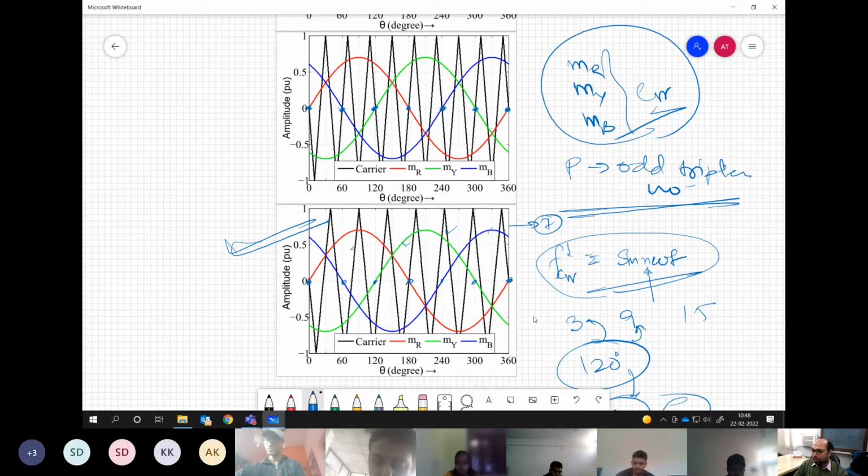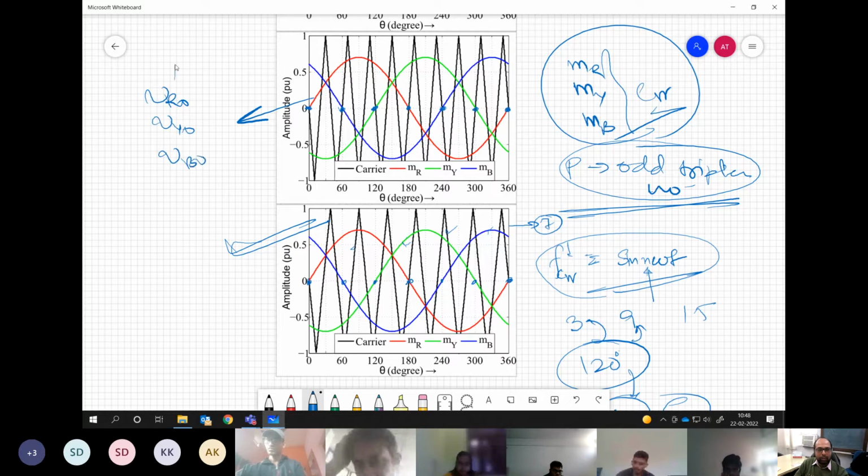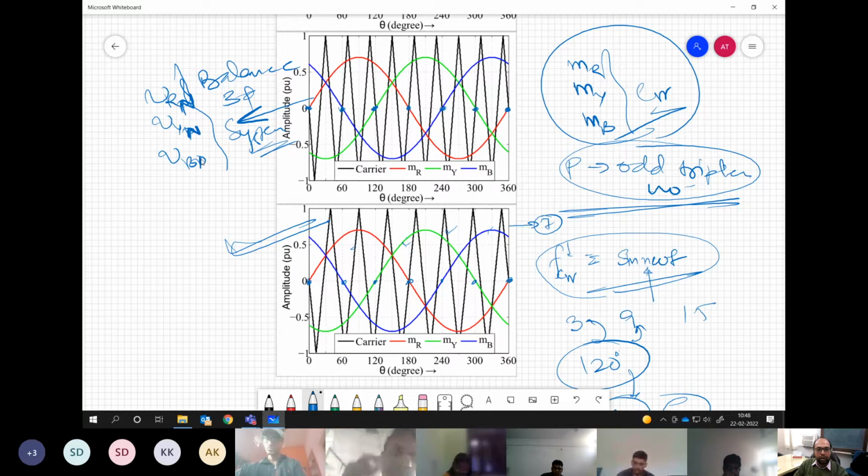So in this case, when we have an odd triplet pulse number, we can say that VRO, VYO, VBO will have a balanced three-phase system. Or better, we should say VRN, because there will be some common mode which is getting cancelled. So VRN, VYN, VBN would maintain a balanced three-phase system. Understand my point? Which is not true in this case.